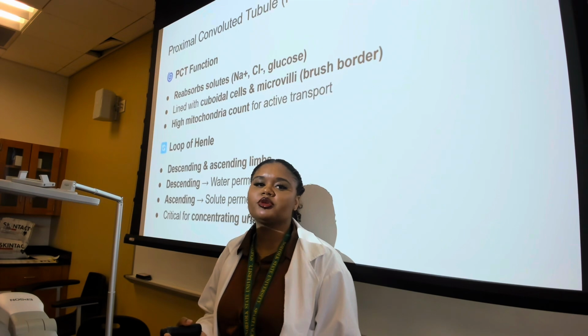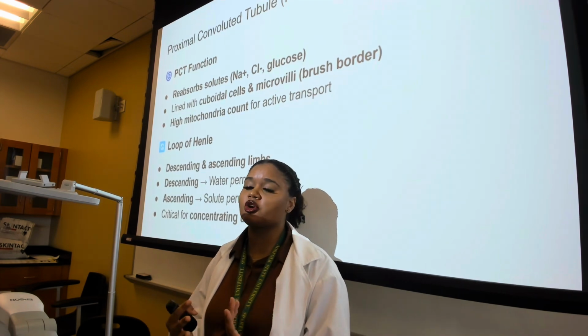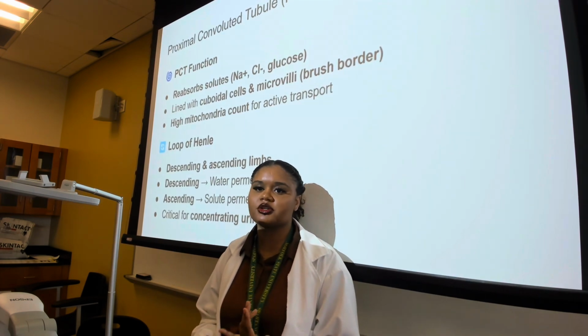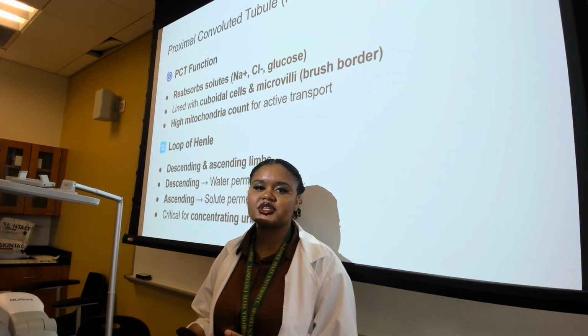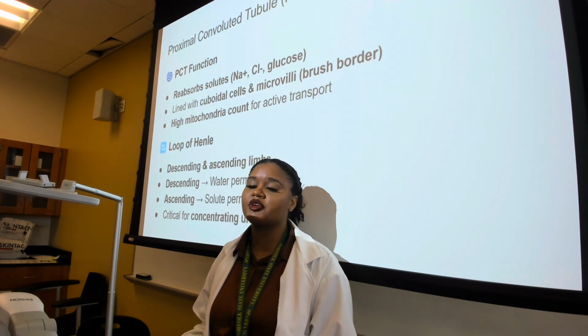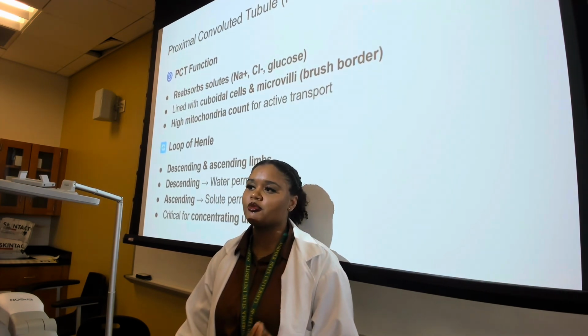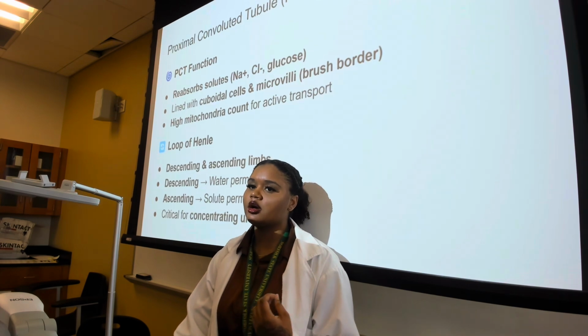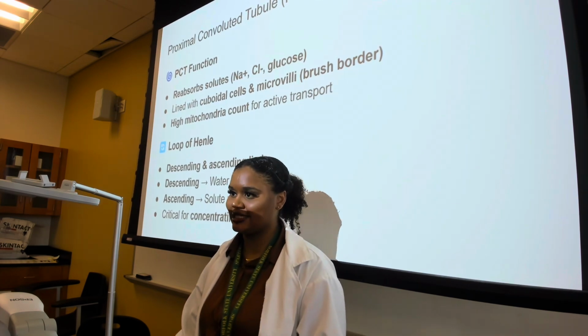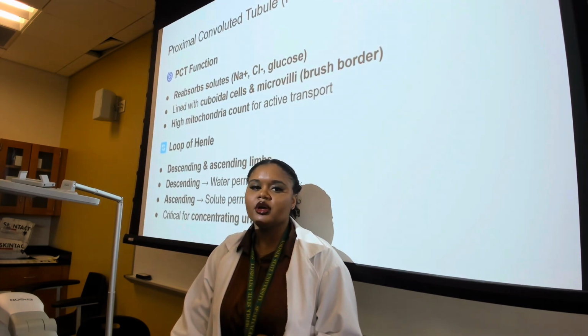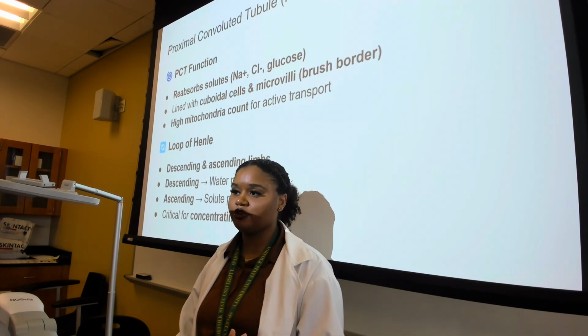Now for the proximal convoluted tubule, the main thing is it reabsorbs your solutes. So it'll reabsorb things like sodium, chloride, and glucose. It's lined with cuboidal cells and microvilli for that brush border lining. You also see a brush border in your intestines, the brush border enzymes that we talked about. And it has a high mitochondria count.